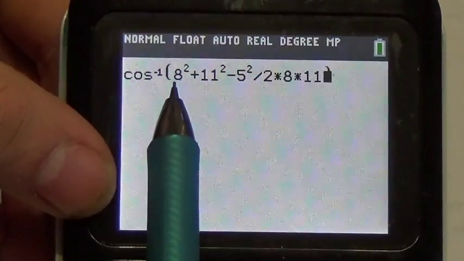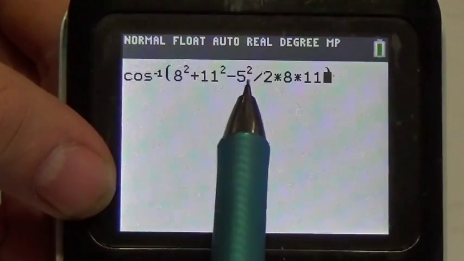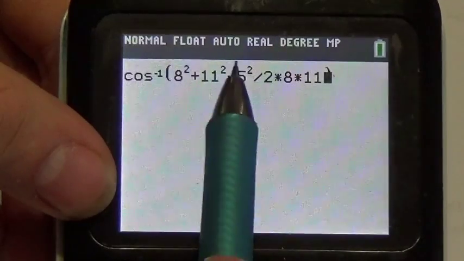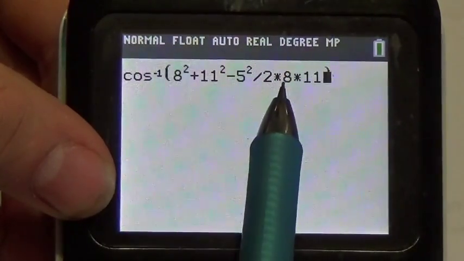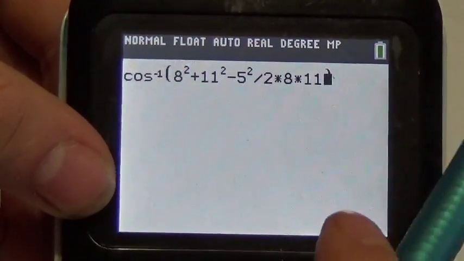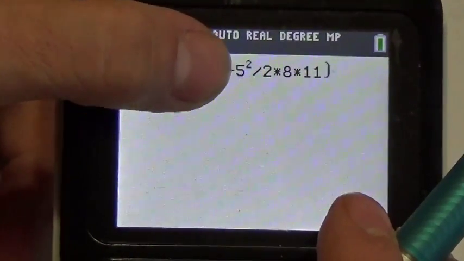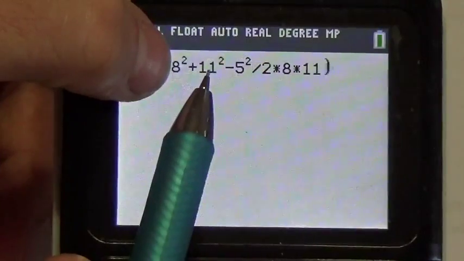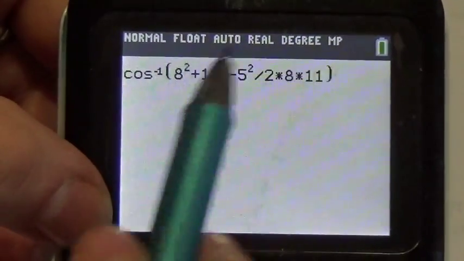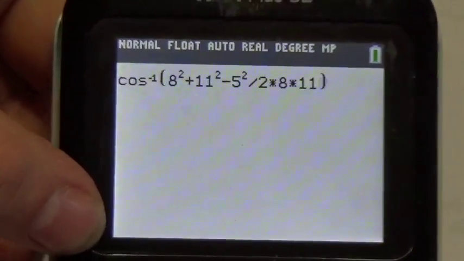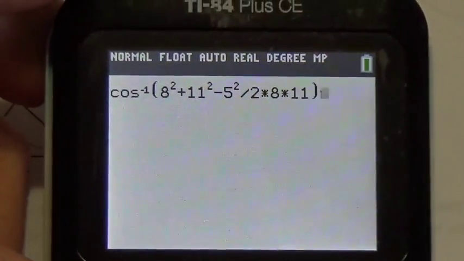What you entered in here was 8 squared plus 11 squared minus 5 squared, but only the 5 squared is divided by 2, and then just that result is multiplied by 8 times 11. Okay, so essentially, that's what you did. And then you subtracted that from 8 squared plus 11 squared. That's not at all what I wanted you to do here. This whole thing needs to be in parentheses. So I'm going to press second enter.